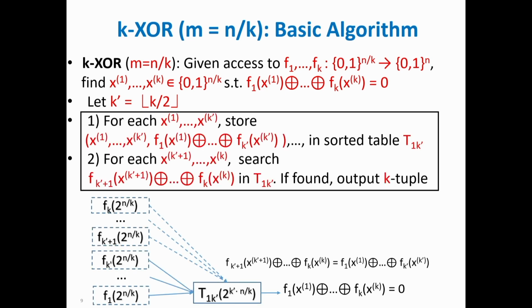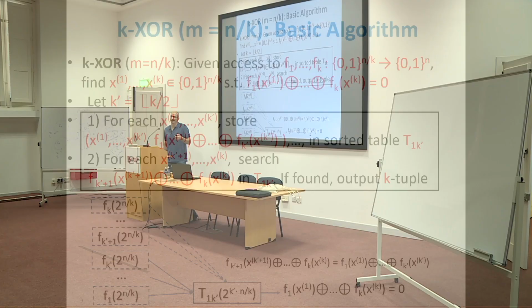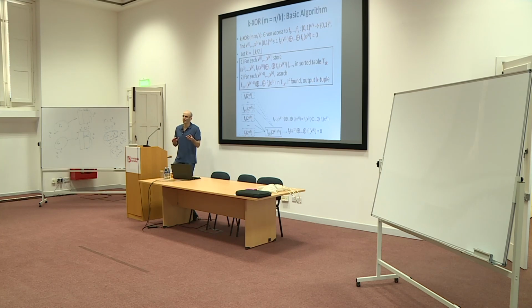Basically, we're going to do the same algorithm just by partitioning the functions into two groups. The first group is going to consist of f1 up to f_k', so that's roughly half the functions. It depends on whether k is even or not. If k is even, we're partitioning them equally. If not, then it's slightly less than half the functions.